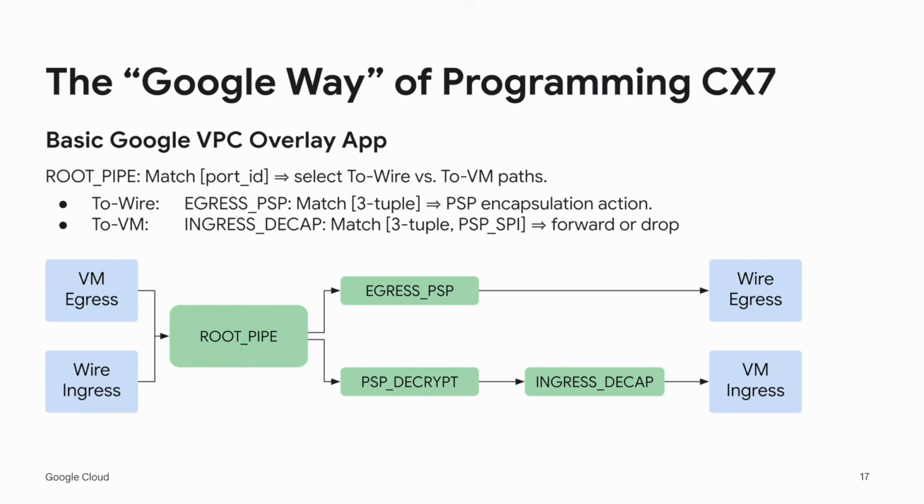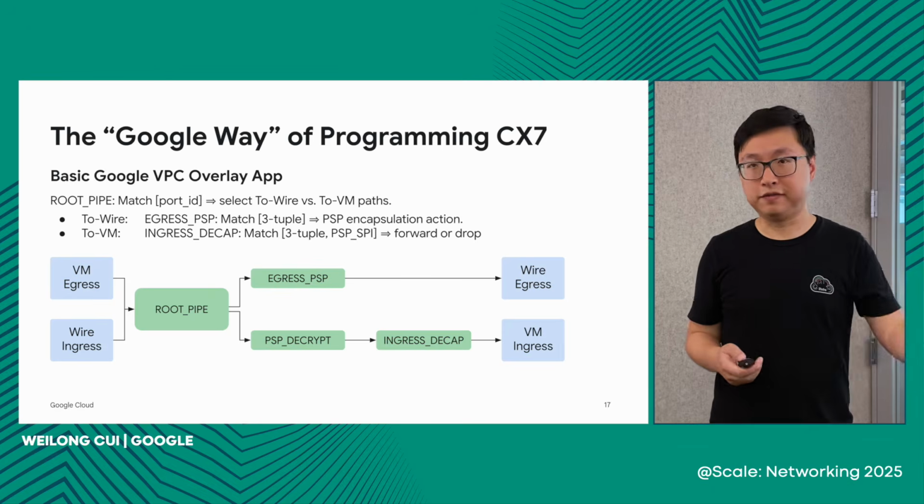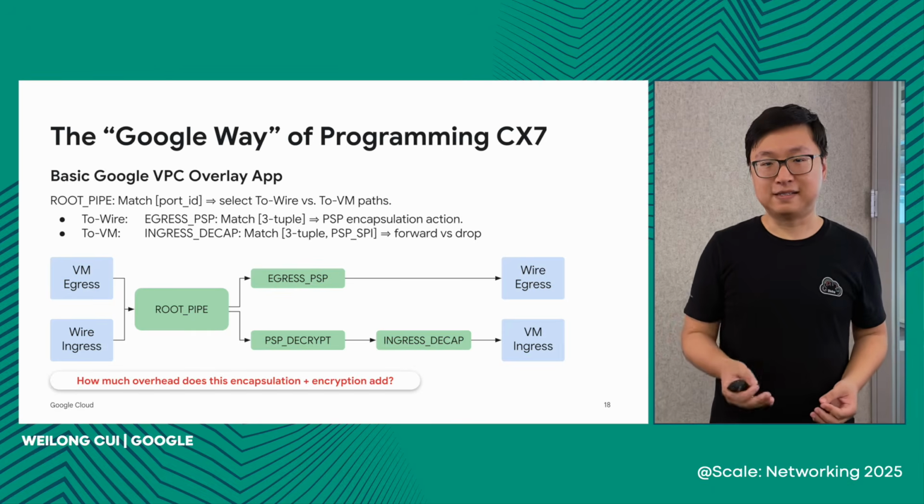If it is a packet that is trying to leave the VM, we send it to the egress PSP pipe, where we do encapsulation and encryption before we put it on the wire. And if it is a packet that is coming from the wire and trying to reach the VM, we put it through the PSP decryption first, then we do decapsulation and egress rules check, and then we forward it to the VF. Now, the key question is, how much overhead does this encapsulation and encryption add to the GPU workload? I'll hand over to Chang to talk about some of the interesting numbers we see at Google.